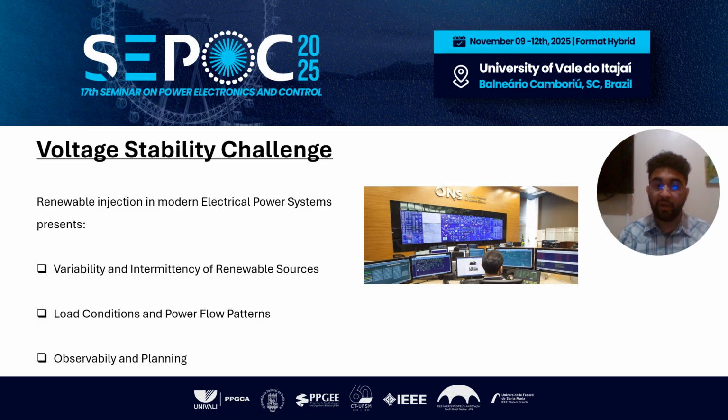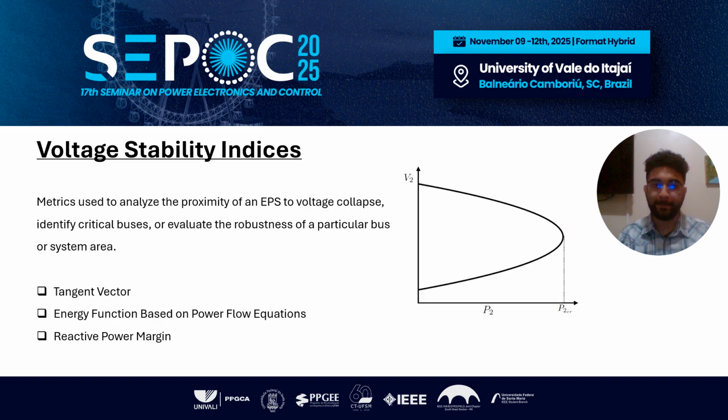So we need smarter, more advanced tools to predict this risk, because our old ways of measuring voltage stability are not enough for today's complex power system. For measuring these new behaviors in our power system and provide better planning and observability, we use what we know as voltage stability indices. Continuing our route, we have what voltage stability indices are.